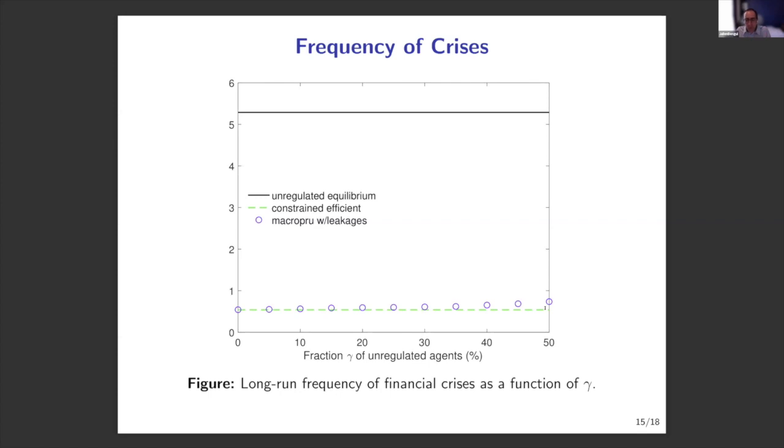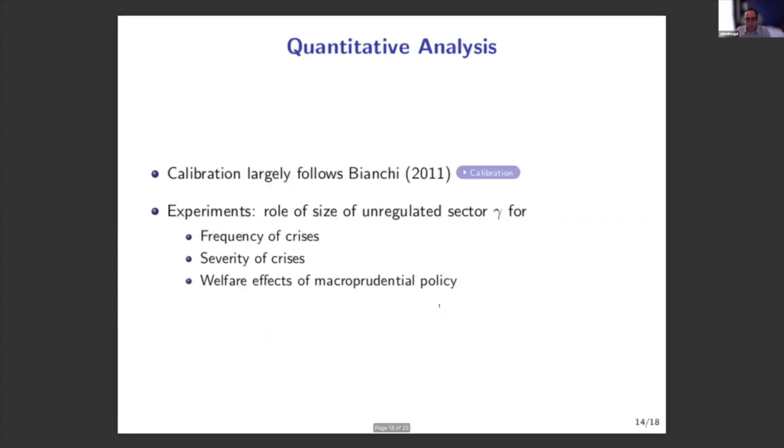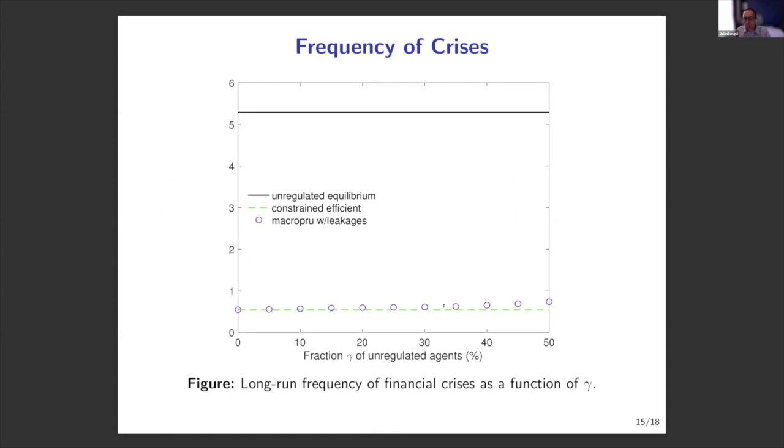And what we show here is that when we introduce leakages, which are this purple circle, the frequency of crisis remains extremely similar to what we have when everybody's regulated. So we see that as the fraction of unregulated agents in the economy goes up, from 0 to 50%, there is some deterioration in the ability of the planner to reduce the frequency of crisis, but it's really minor. Even for shares of the unregulated sphere of about 50%, where half of the economy is regulated and the other half is not, the reduction in the frequency of crisis is still pretty sizable. It's actually fairly comparable to what we would get if everybody was regulated.